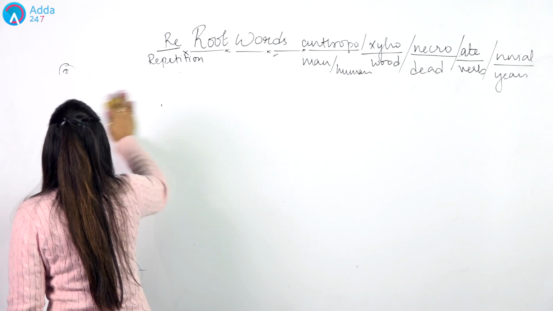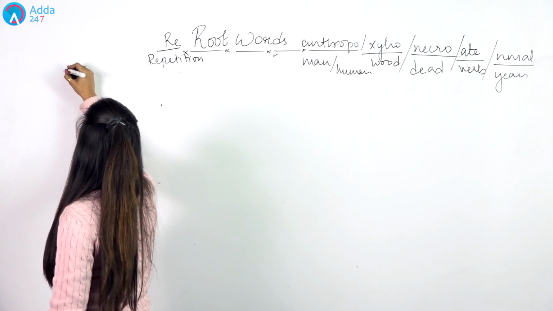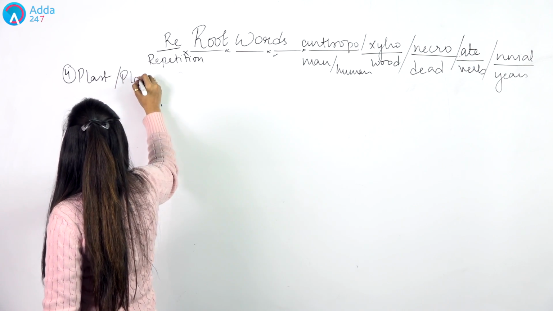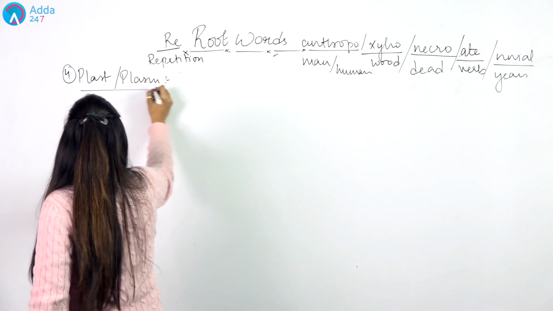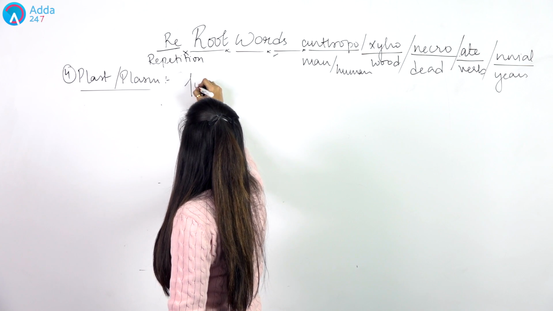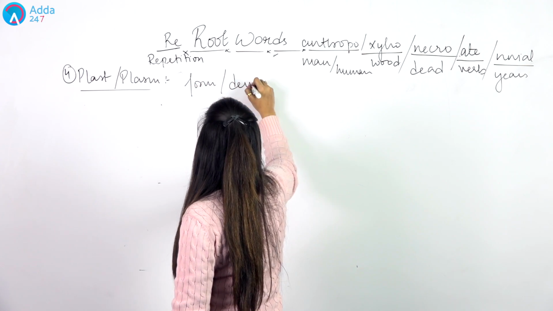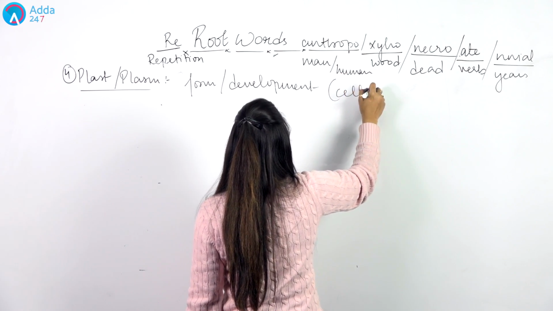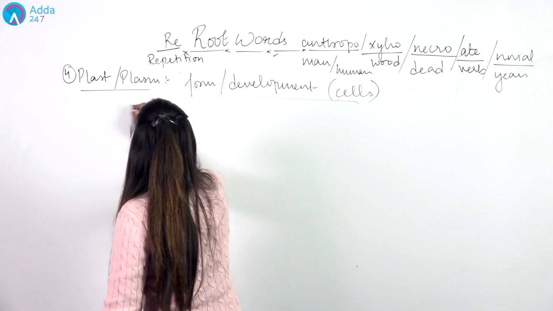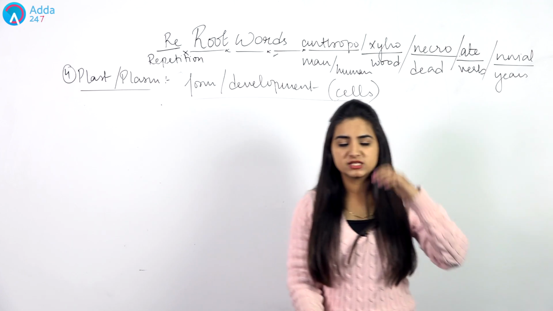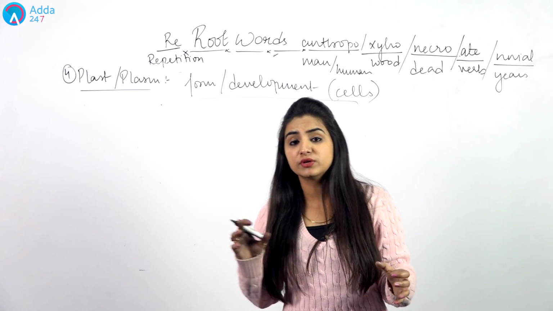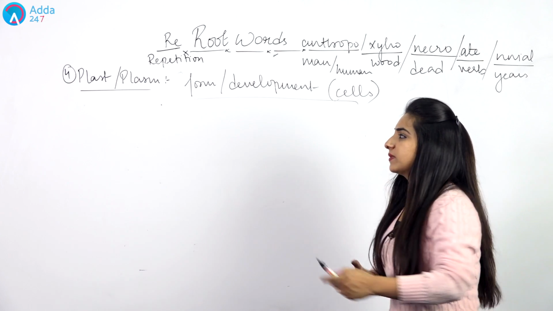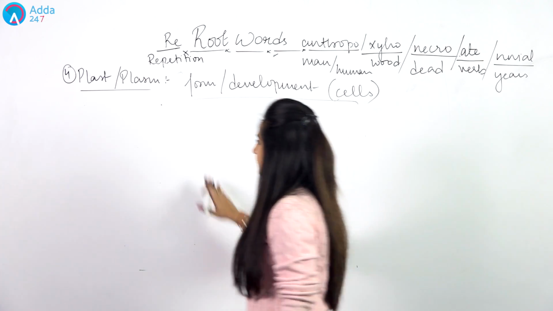With this we come to the fourth root word, and that is plast, or plasm. Both of them define the formation or the development of something. Generally this word is used while working with cells. So if you change the size, if you change the shape of something and you develop something, you improve something into some other thing, that is what we mean by plast or plasm, right?